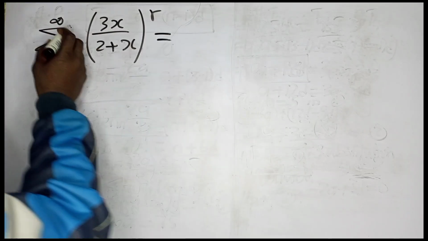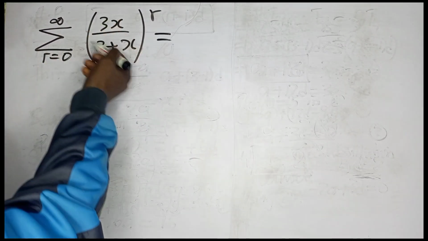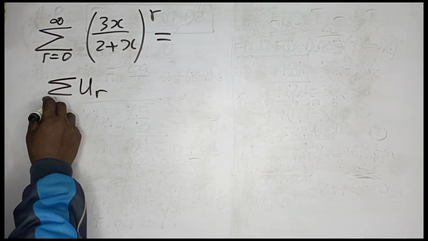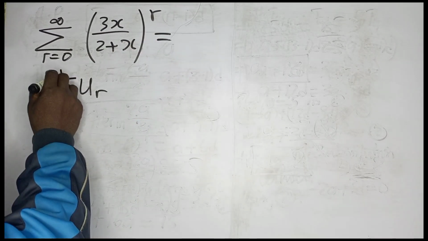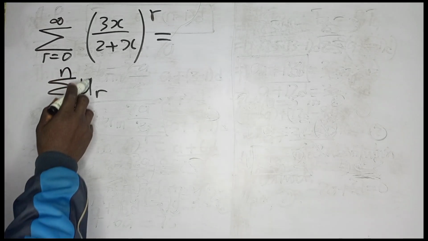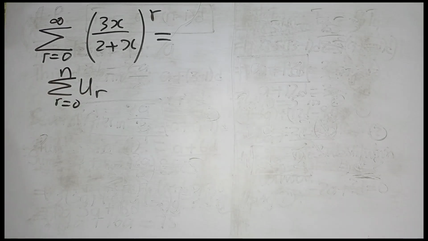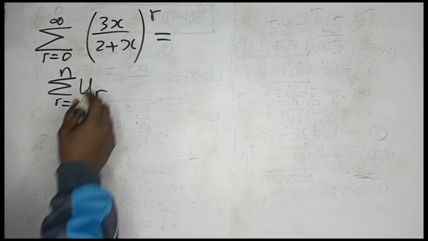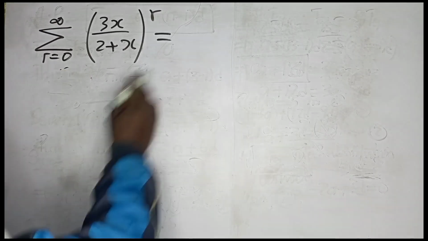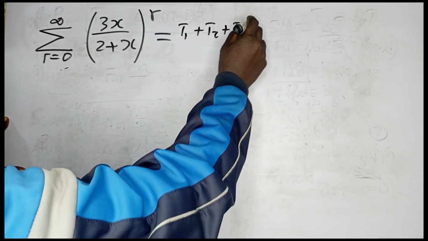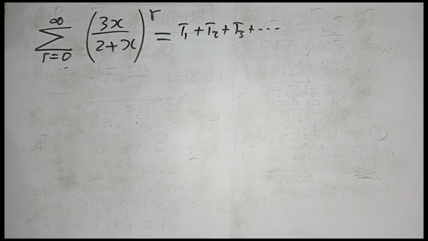Okay. Now, what is this series? Remember, this sigma notation means we'll be adding the subsequent terms. This is the general nature of a series. It means the sum of this general term from r = 0 to n. So it means T1 plus T2 plus T3 and so on, right to infinity.